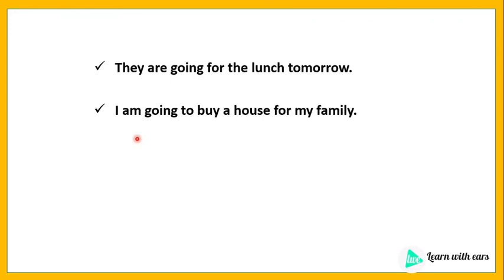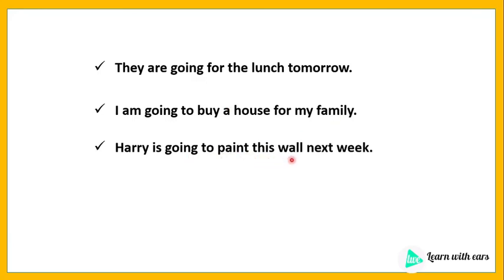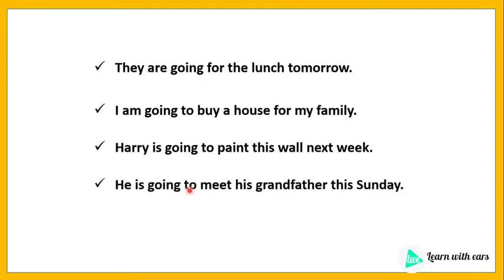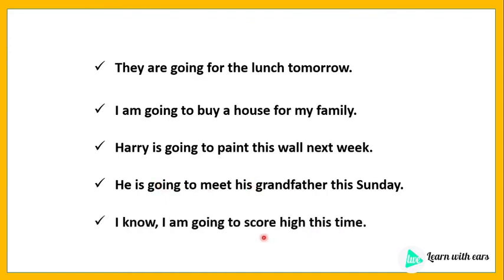Okay? Now second sentence, I'm going to buy a house for my family. Okay. Next sentence, Harry is going to paint this wall next week. Okay. So Harry has made all the arrangements and he is going to paint the wall next week. Right? So Harry has already decided before speaking. Okay. So the next sentence is, he is going to meet his grandfather this Sunday. Okay. So he's speaking that he has to meet his grandfather, but before speaking, he has already decided. So the next sentence is, I know I am going to score high this time. Okay, so before speaking the sentence, the person has already prepared a lot to score high. So this is already planned.